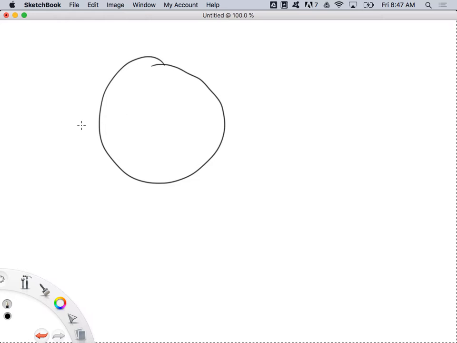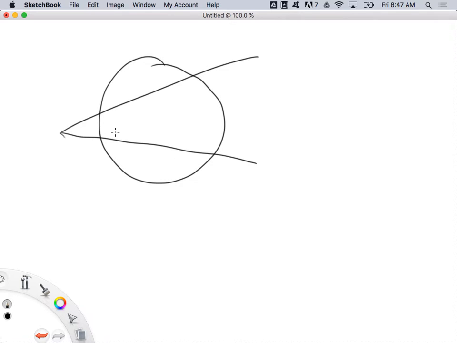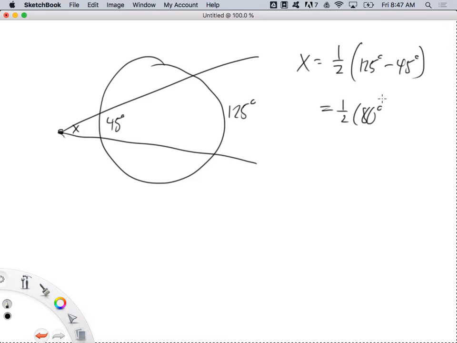Okay? And the last thing is if it's like this, and I have this angle, I say this is 45 degrees and this is 125. If it's on the outside, you see, this is outside the triangle, then x isn't half the sum, it's half the difference. So it's half of 80 degrees, which is 40 degrees. So then you do 125 minus 45, and then divide that by 2. See? Okay? So that's why this sheet comes in so handy, you see?